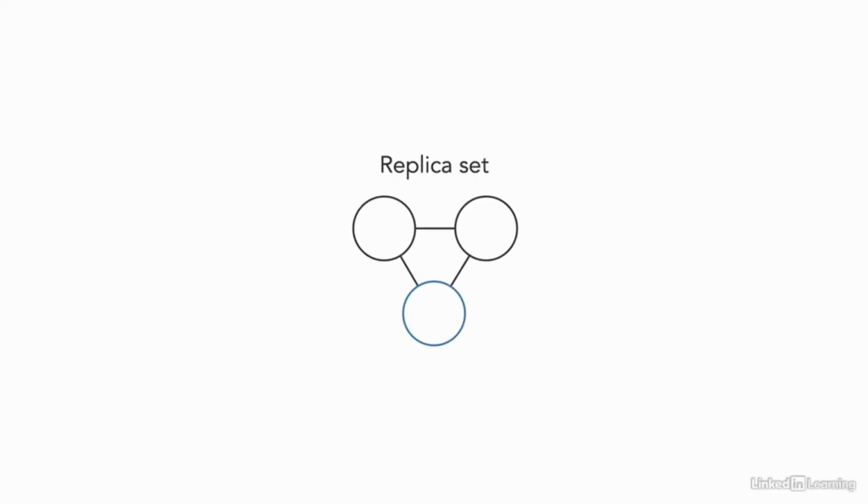In this video, we are going to create a 3-member replica set using configuration files. Config files should be used for any production deployment because they are easier to use and manage, and you can check them into version control. Let's go to the terminal.